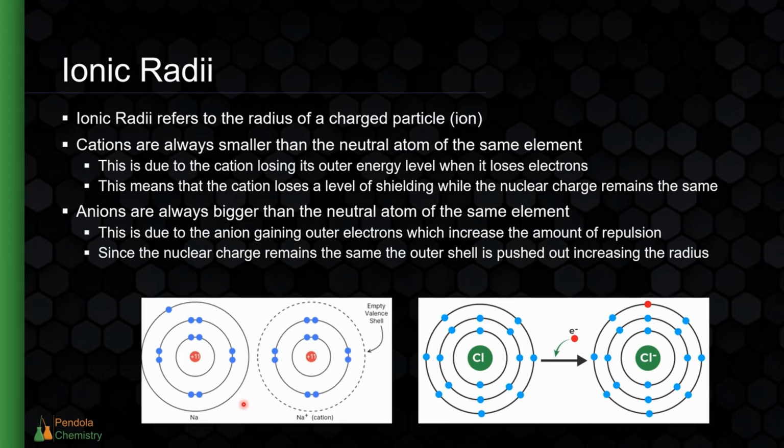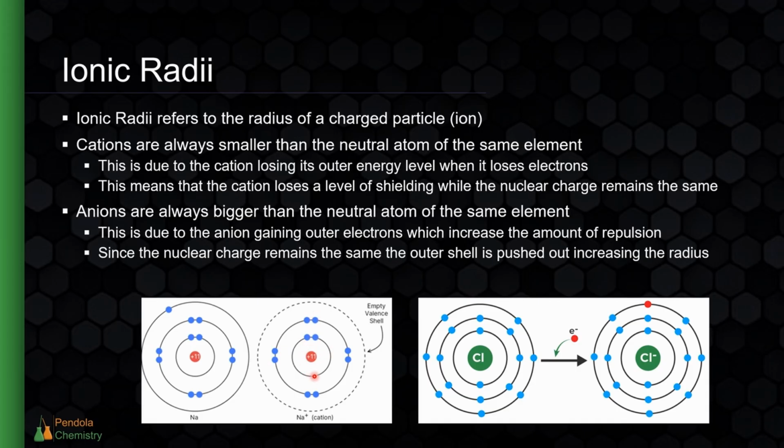So let's take the sodium ion as an example. When we have a sodium atom, we have 11 protons in the nucleus with 11 electrons. And those electrons are found in 3 different energy levels: 2 in the first, 8 in the second, 1 in the third. When sodium becomes the sodium plus cation, that last energy level is removed when we remove the 1 electron. That means that the new outer shell, which is the second energy level now, is going to be closer and have less shielding because there's only 1 energy level between that and the nucleus.